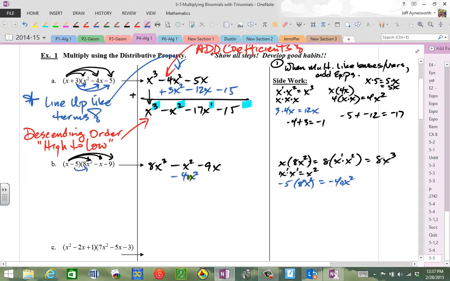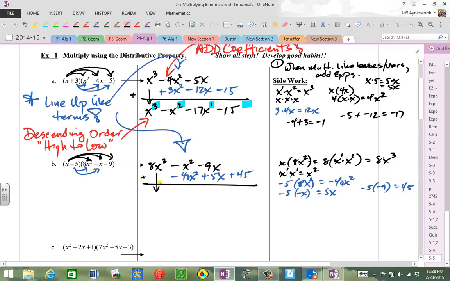Line up like terms again. Line up the squares with other squares, right? -5 times 8x squared is -40x squared. So line up the squares. And I've got -5 times -x. A negative times a negative is a double negative or positive. So -5 times -x is positive 5x. So I'm going to put down plus 5x here. And then -5 times -9, positive 45. So you see a plus 45 here.